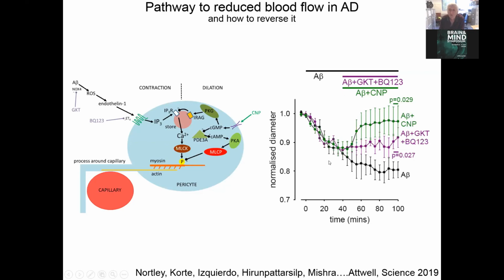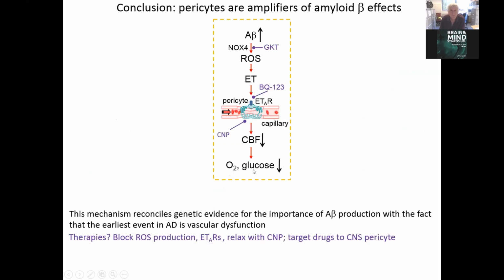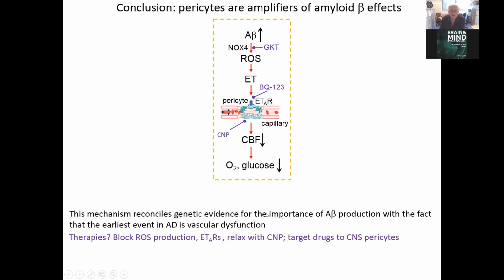So we're now working on ways of translating these into drugs which might reverse the decrease of blood flow which occurs early in AD. So I've shown you A beta evokes pericyte constriction, which decreases blood flow, and suggested ways of preventing this. Now, this reconciles genetic evidence for the importance of A beta with the fact that the earliest event in AD is vascular dysfunction.